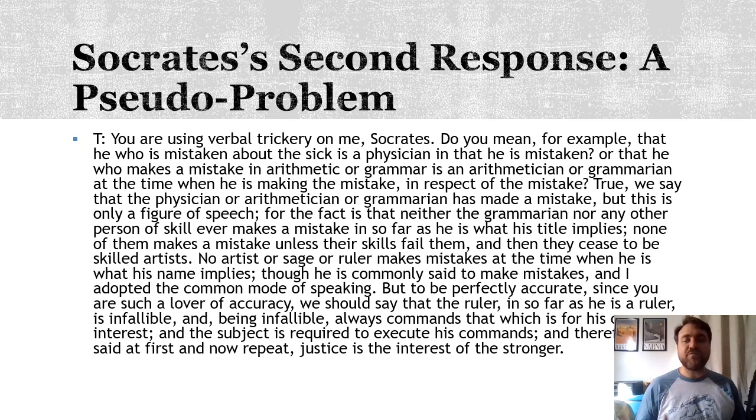So that's really what Thrasymachus is saying here. He's like, yes, actual people do make mistakes, but we're talking in the abstract. The ruler in the abstract rules in favor of their own interests. So that does actually get Thrasymachus out of trouble.